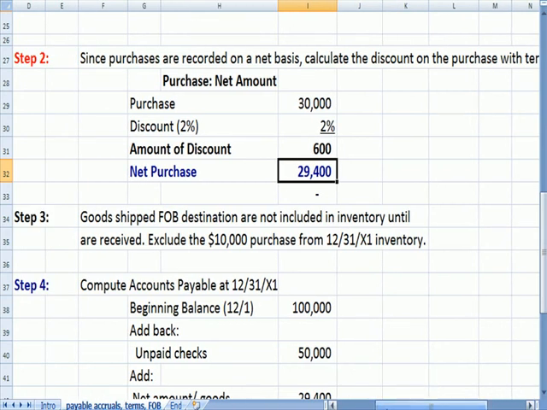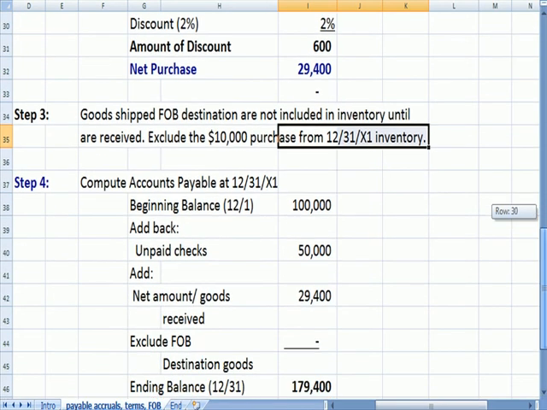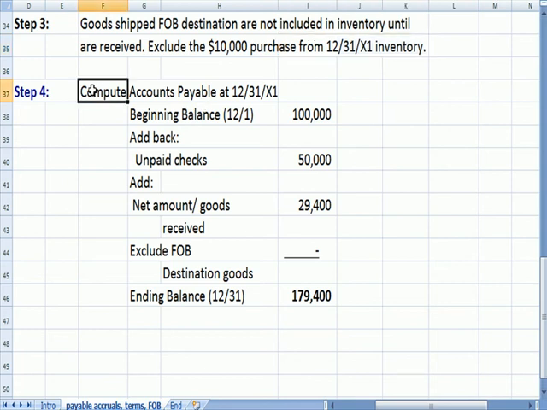Step three, the goods shipped FOB destination that haven't been received yet at 12/31 are not inventory and should be excluded from inventory. Specifically, they're excluded. They are not a purchase yet. And so finally, we get down to computing accounts payable.